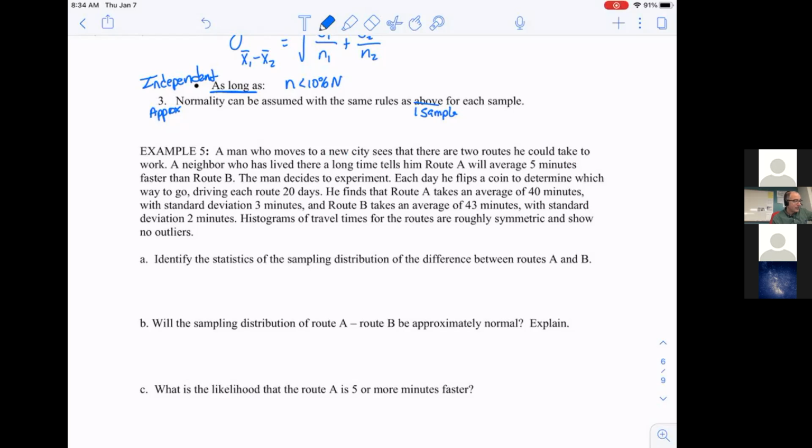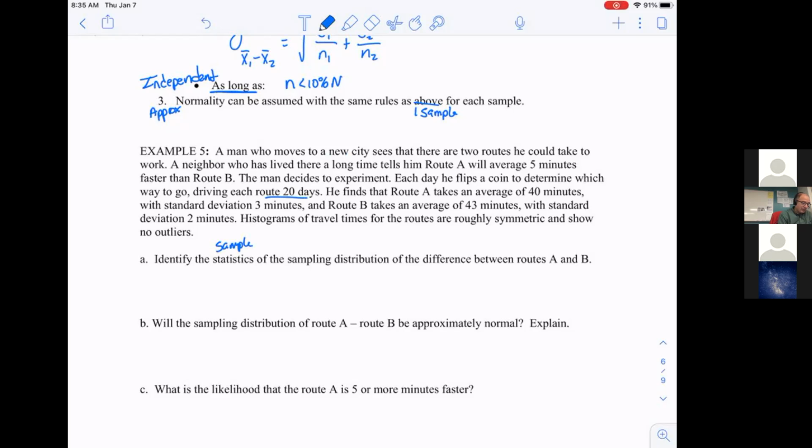Alrighty. So identify the statistics of the sampling distribution of the different routes. In this case, this is a little bit different as far as the statistics. Statistics again come from a sample. So we have a sample of 20. We drove each route 20 days. So we have those samples of 20 out of all the times we could possibly drive that. So let's identify what we have.